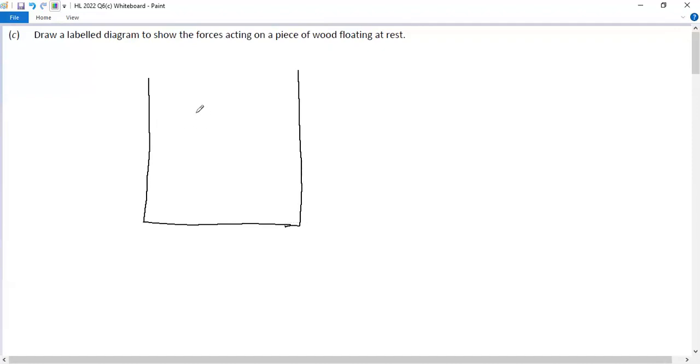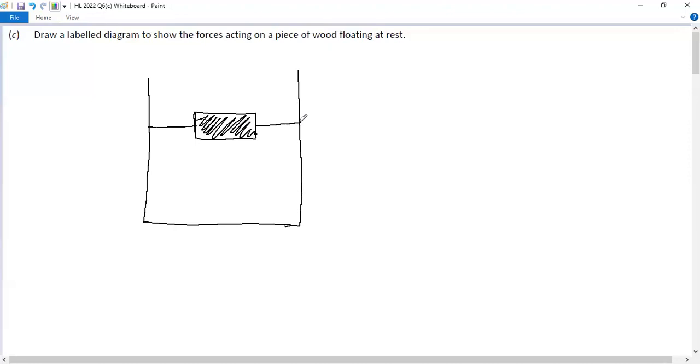This is my tank of water. Let's pretend I have a tank of water in my lab. And there's my piece of wood. That's a wooden block, color him in really nicely, beautiful. And I'm just going to say that he's floating right there on the surface of the water.